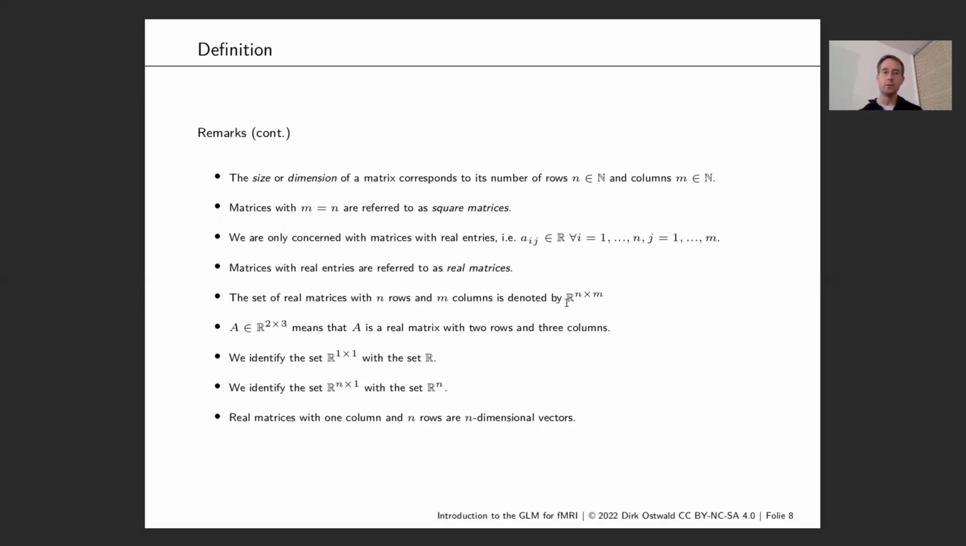I will denote the set of real matrices with n rows and m columns as R to the power of n times m. This is a notation that I will use throughout. So A in this set means that A is a real matrix with 2 rows and 3 columns. So this is quite essential.